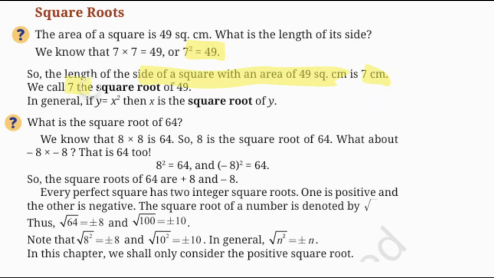It means 7 is called the square root of 49. It means if I am writing y equals x square, then x is the square root of y. Okay. Similarly, we have to find the square root of 64. Which number is multiplied by itself to give 64? Tell me the answers. Now it's your turn. Now I'm not speaking, your turn. You have to tell.